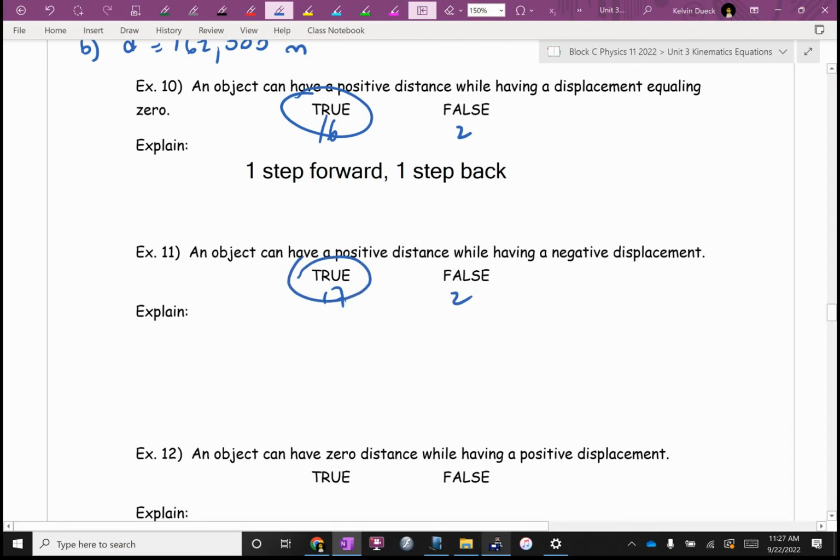Can you give me a way that I could have a positive distance but have a negative displacement? Anyone? 1 step forward, 2 steps back. Even easier. How about just, what's your distance? 2? Because it's a scalar. What's your displacement if it's back? -2. Positive distance, negative displacement. Okay.